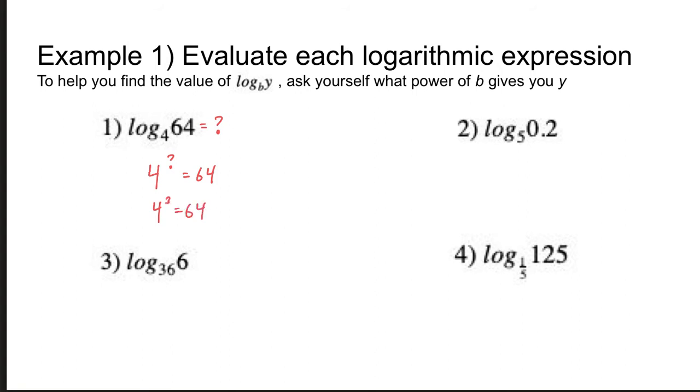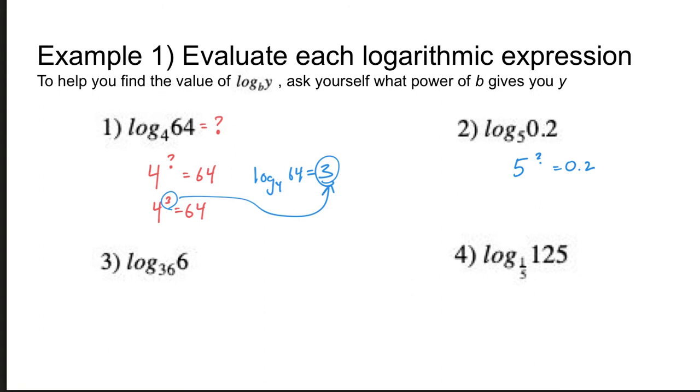And if 4 to the third power gives you 64, what that means is the log base 4 of 64 is in fact equal to 3. This exponent becomes the answer to the logarithmic expression. Let's look at number 2. This is log base 5 of 0.2. Well, again, this is 5 to what power will give me 0.2.